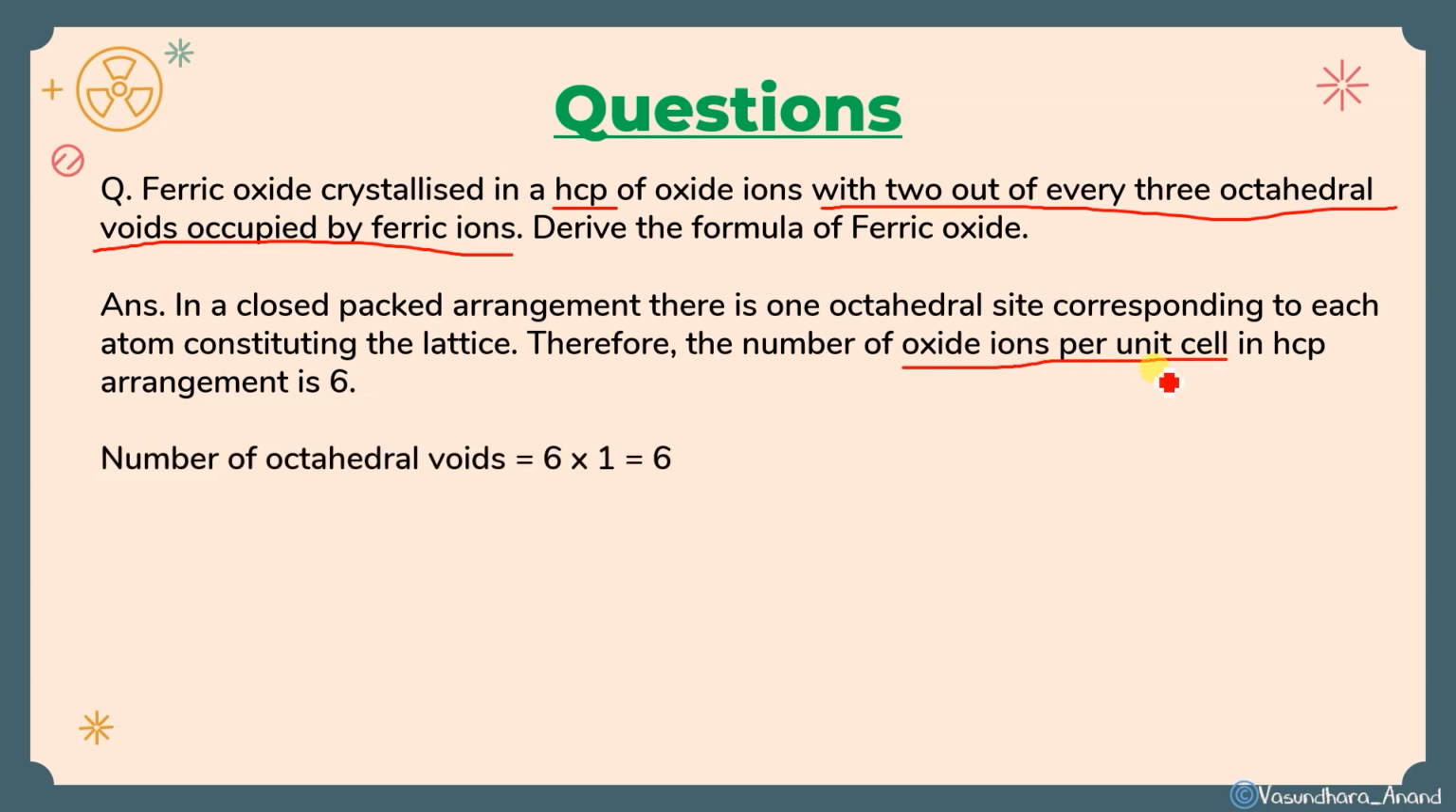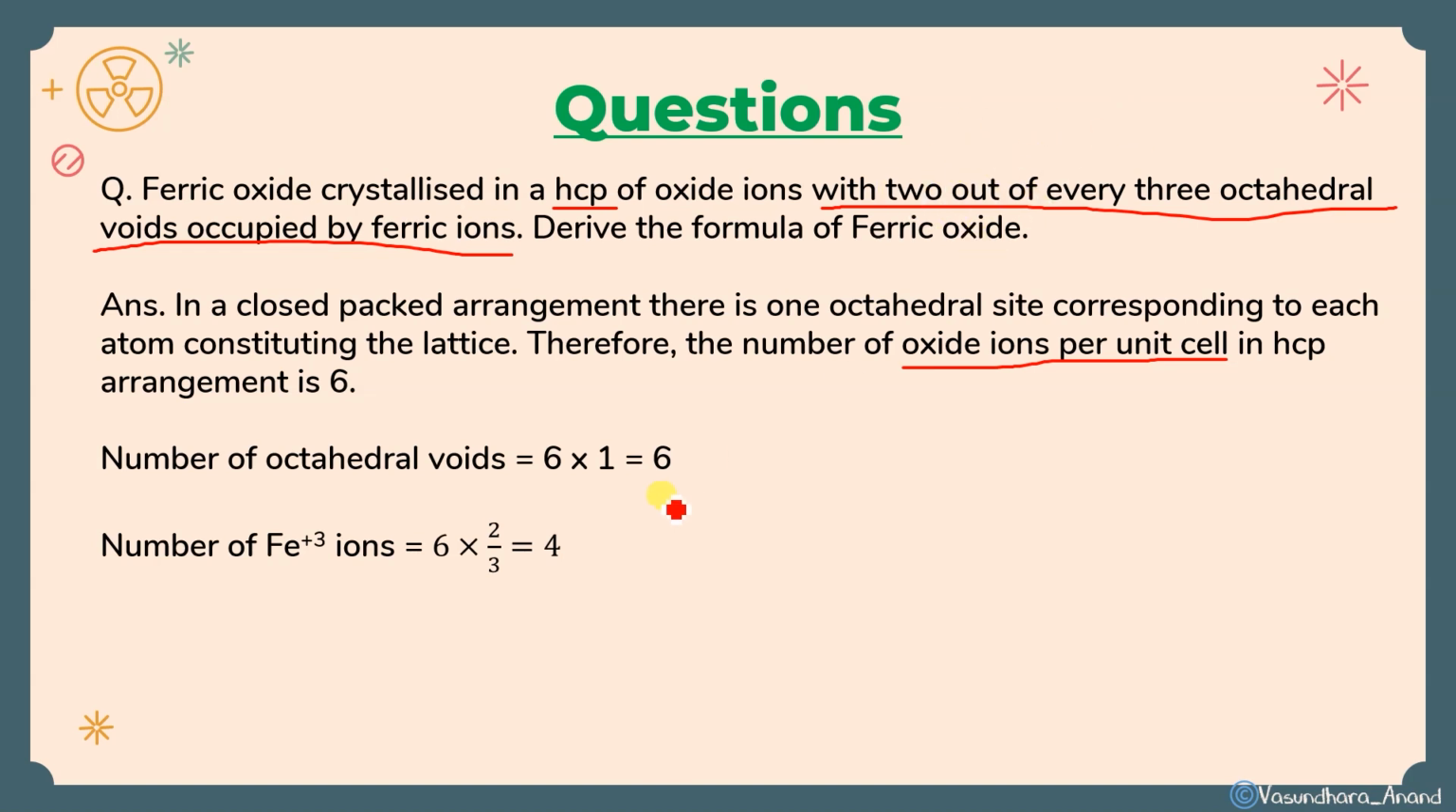The number of octahedral voids, I have explained, is that the octahedral site in the HCP will be one for each atom in the whole lattice. So this is 6 into 1 is equal to 6. And then the iron ions, if I am talking about iron, it is said that out of every 3 octahedral voids, 2, that means 2 by 3, isn't it?